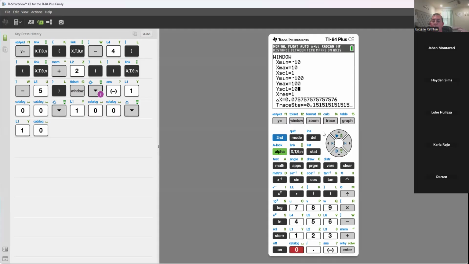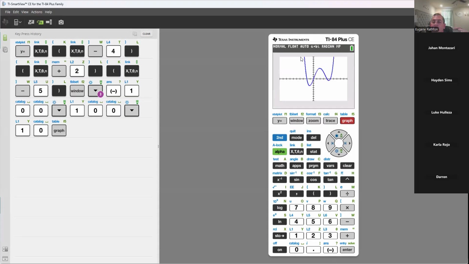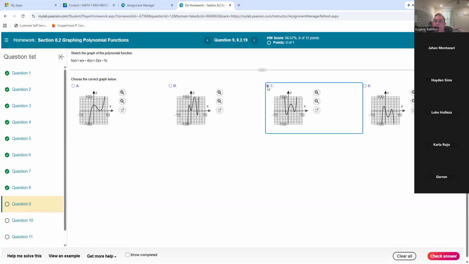So now that I got my window set to match their graph, I can hit graph and I'll get exactly the picture I need. So y'all, we need to go in and pick the one that's similar to what I just drew. And that looks like C.